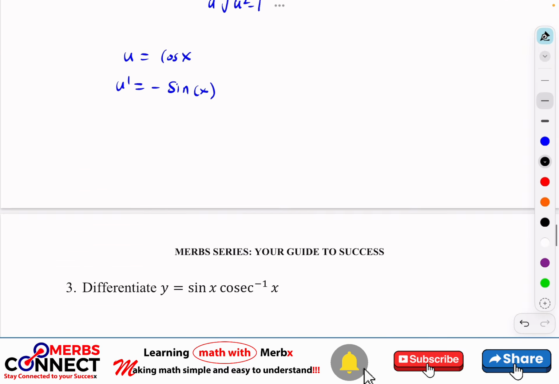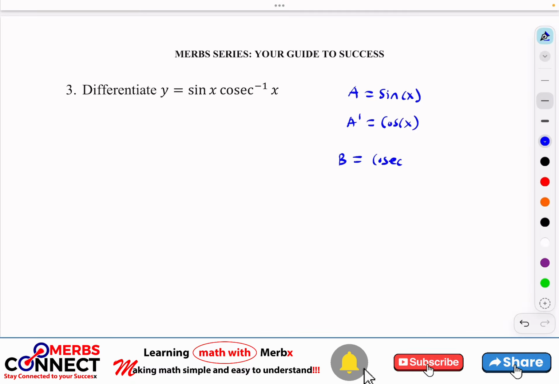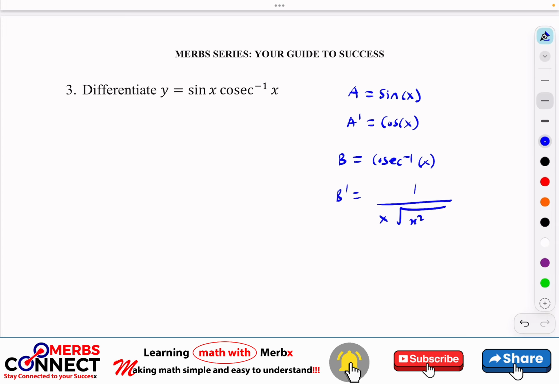So it's very simple to deal with. It's just a short video here. Let's finish it up. Another product rule here. Let's pick our a to be equal to sine inverse of x. A prime will be equal to cos of x. B is equal to cosec inverse of x, and b prime will be equal to minus 1 divided by x square root of x squared minus 1. So this is very much easier than I thought.